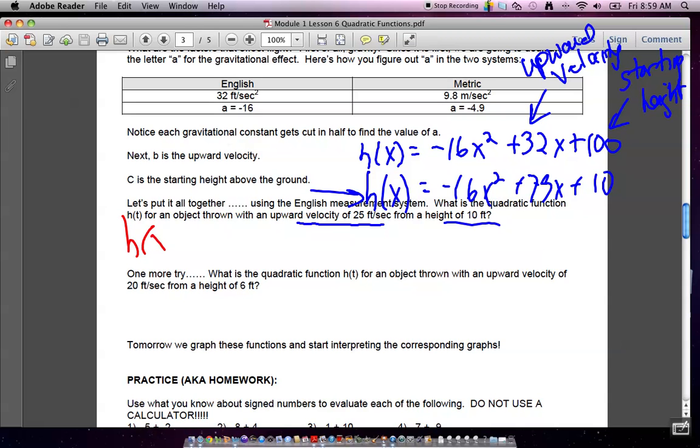Okay, h of x is equal to, now we're doing the English system, so we know it's going to be negative 16x squared. And we know that because the a is always the first number. It goes in front of the x squared. What do I do after that? This is the typical beginning. What's the next step going to be? Talk, everybody, let's go. Plus 25x plus 10. Nice. Any question? Good, do the next one. One more try.